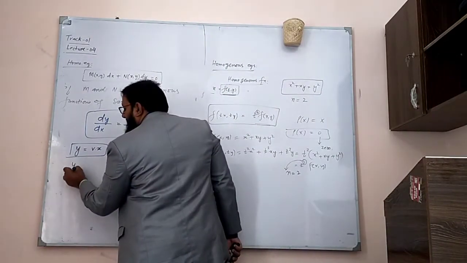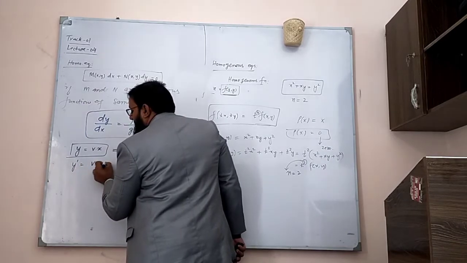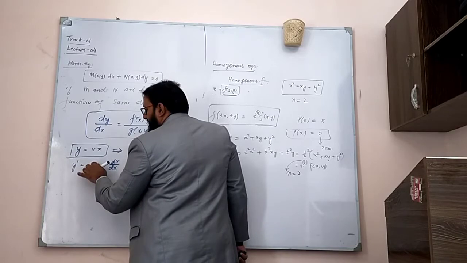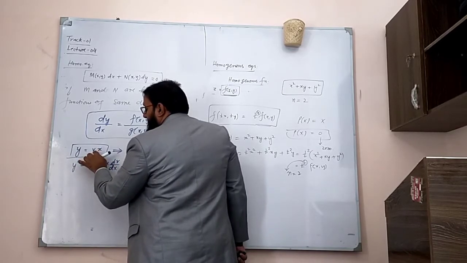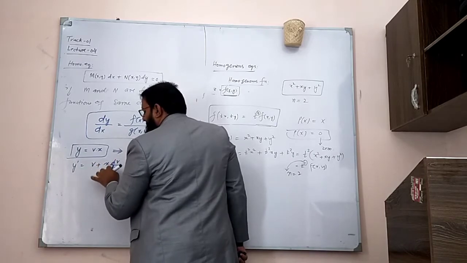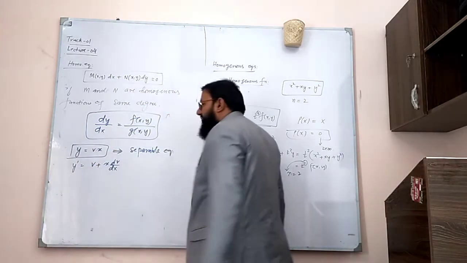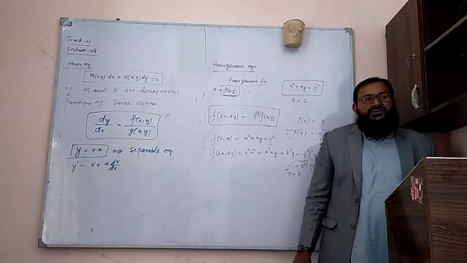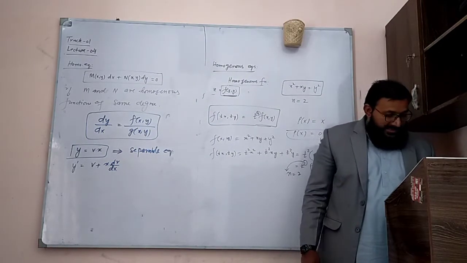Then you also find y prime, that becomes v plus x dv by dx. I think it's okay. The derivative of x is 1, v same, and x is same, the derivative of v is dv by dx. So you just do these two substitutions, and you are done with converting your differential equation into separable form.